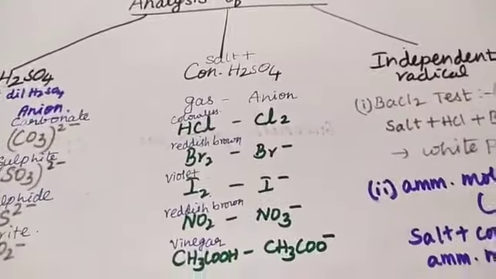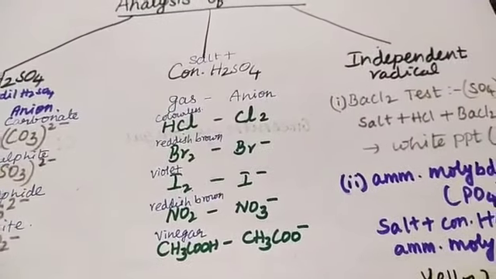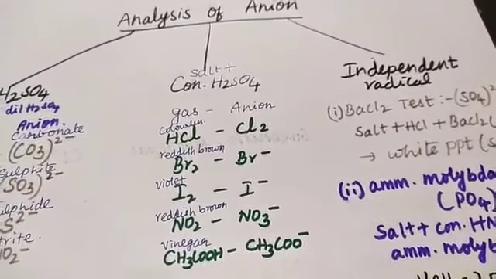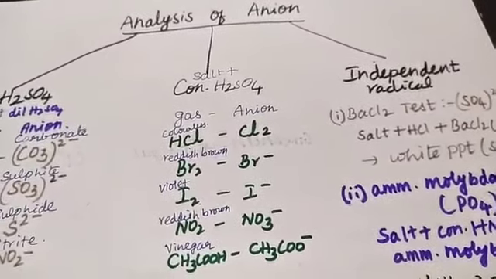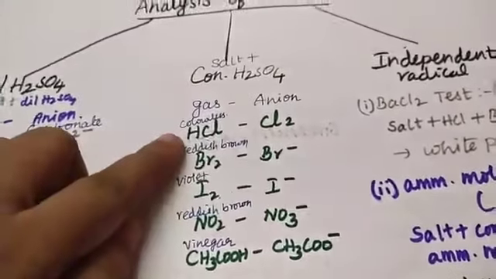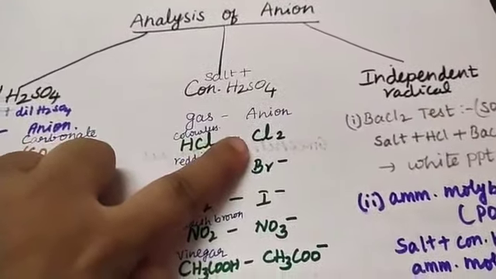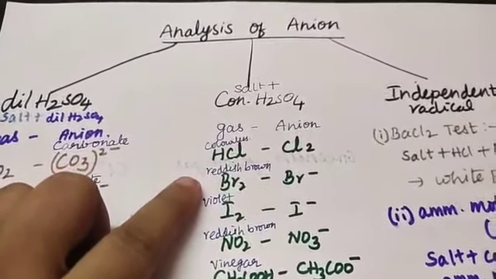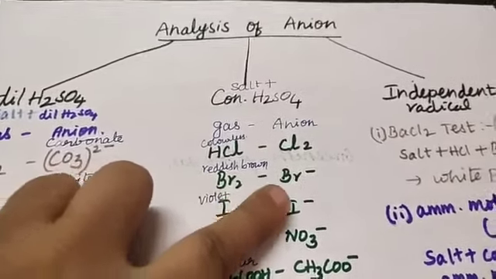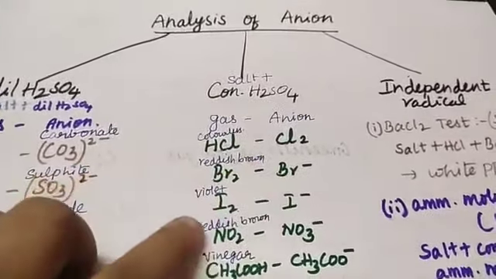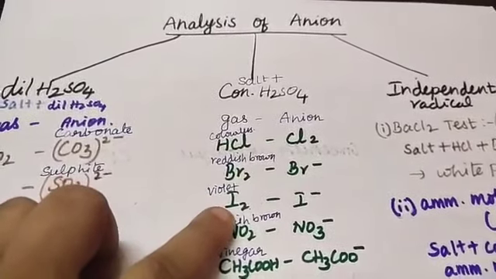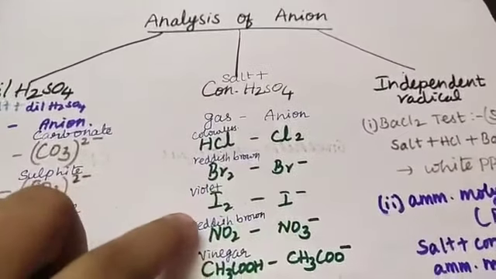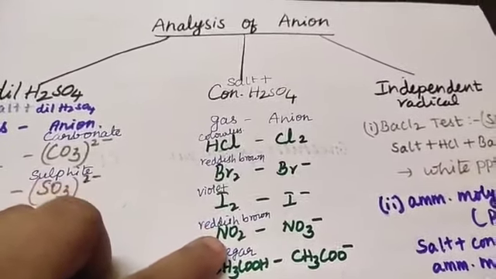Then we have to proceed to the concentrated H2SO4 test. You take the salt and carefully add concentrated H2SO4 with the help of a dropper. If you are seeing a colorless pungent smelling gas, that is HCl gas, then the ion present is chloride ion. If you are getting reddish brown gas, that gas is bromine, so the ion is Br minus. Violet vapors are due to iodine, so the ion is iodide ion.